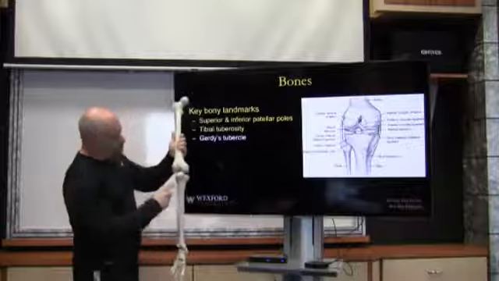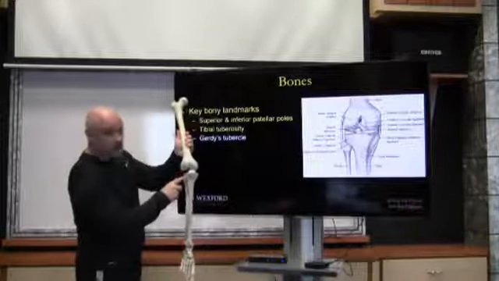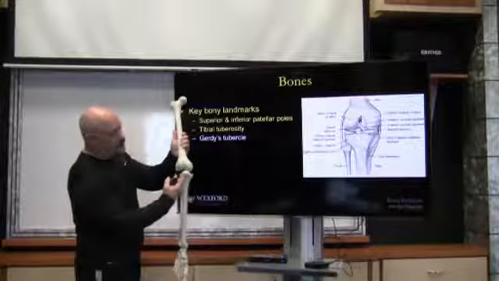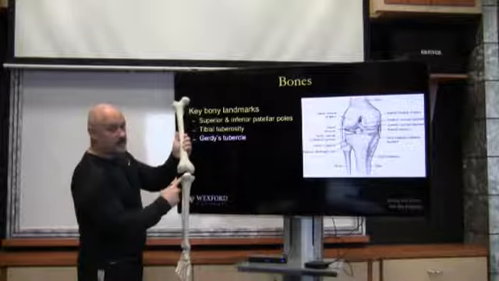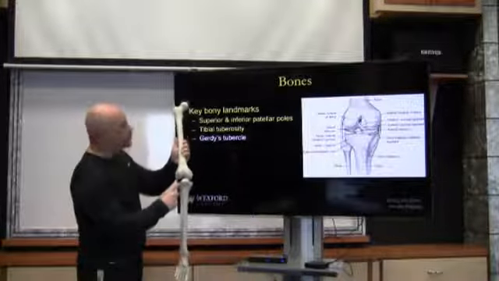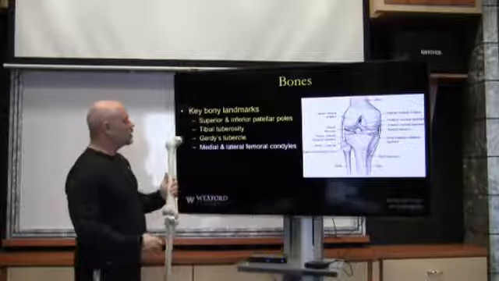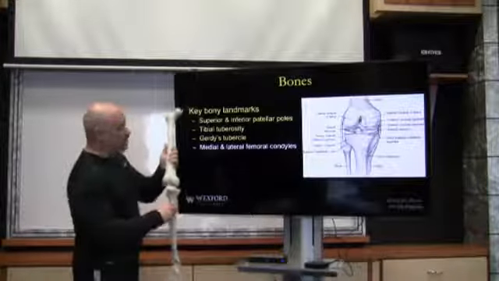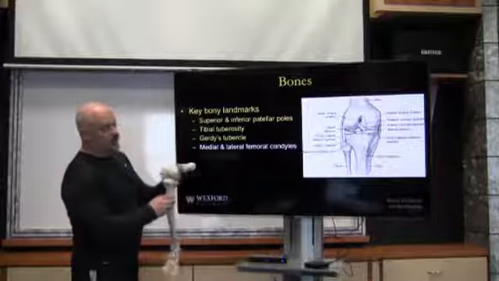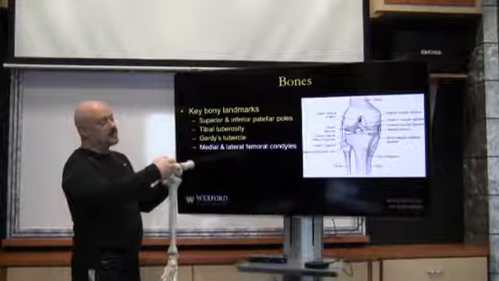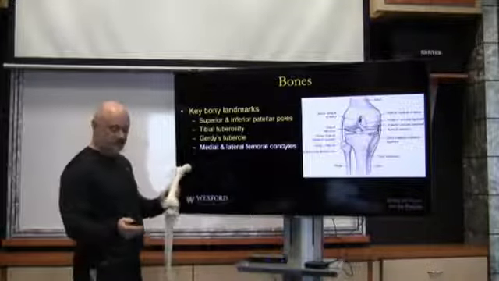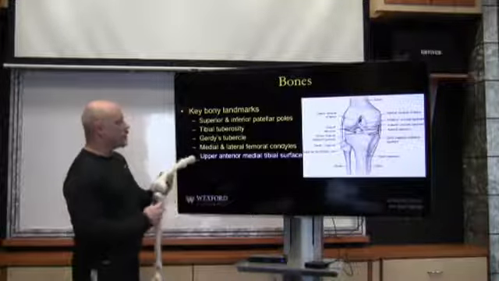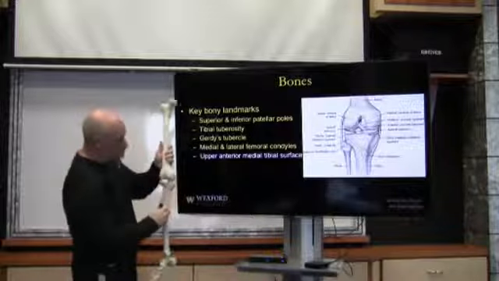We've got the Gerdy's tubercle, which is over here. Remember, it's a raised portion. It's to the lateral side, or the outside, just outside of the patella. We have the medial and lateral femoral condyles. If we look at that, remember, the ends of the bones. Here is the medial on the inside and lateral femoral condyles, and the upper anterior medial tibial surface.